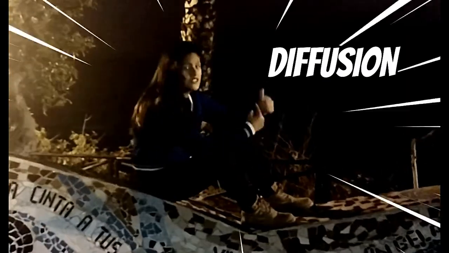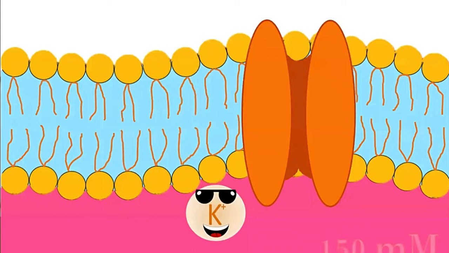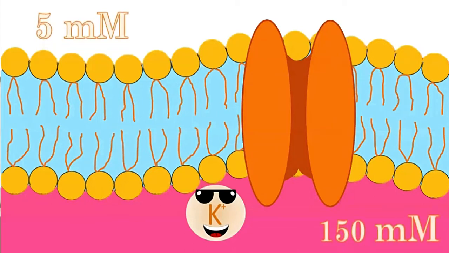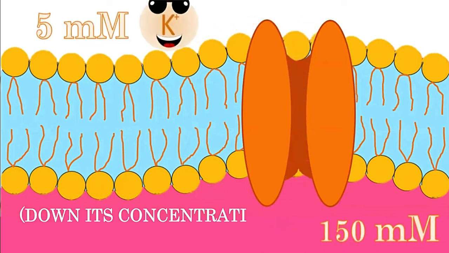The first one is diffusion. We have, for example, a potassium ion, which has a high concentration on the inside of the cell and a low concentration on the outside. So, the ion will move to the outside, from high to low.